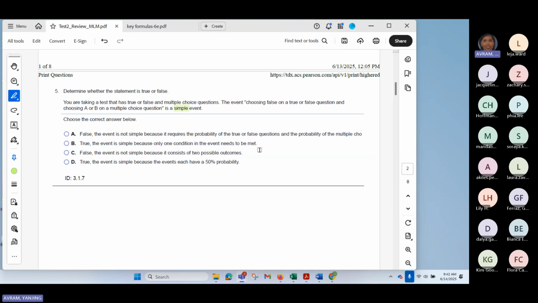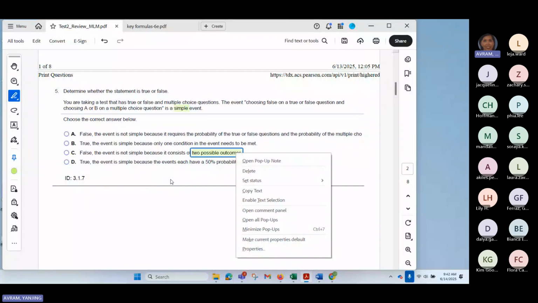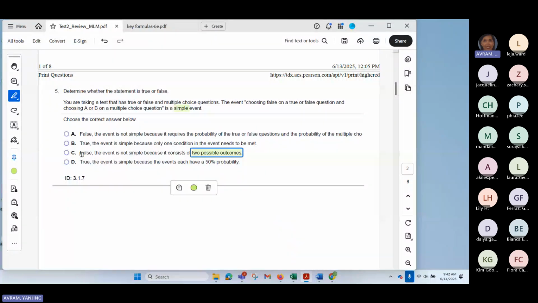But the problem here is not the probability, it's the outcome, okay? Because it consists of two possible outcomes. It's not about the probability. So it should be C. C should be the correct answer, right? When it's not a simple event depends on how many outcomes you have. It's not based on the probability.